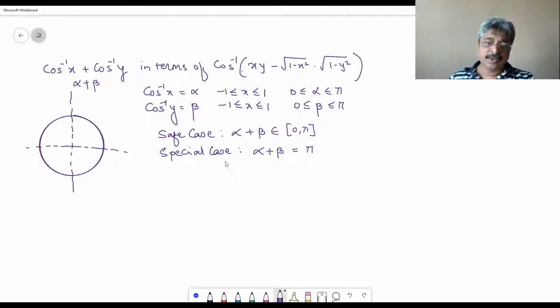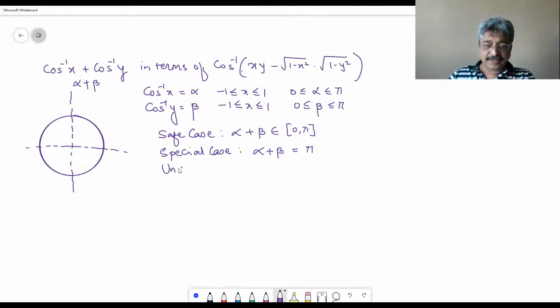correct? Now is there any way by which both become 0, if and only if both are 0? So, I mean that is a very simple case. We need not consider it as a special case also. If both the values x and y are 1, then both the angles are going to be 0 and therefore the total will be 0. So that is a special case which we are not considering. The other special case is alpha plus beta becomes pi.